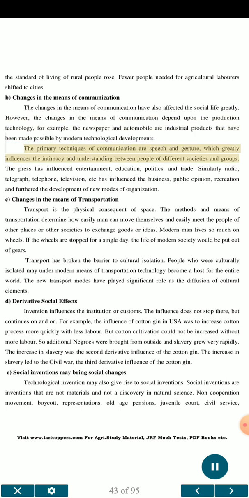The primary techniques of communication are speech and gesture, which greatly influence the intimacy and understanding between people of different societies and groups. The press has influenced entertainment, education, politics, and trade. Similarly, radio, telegraph, telephone, television, etc. have influenced business, public opinion, recreation and furthered the development of new modes of organization.